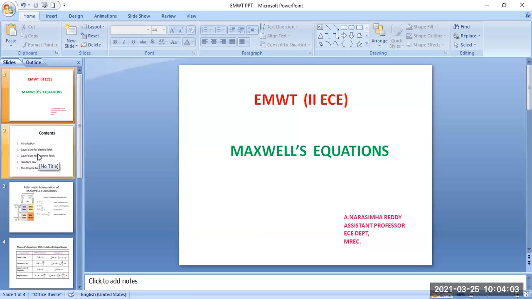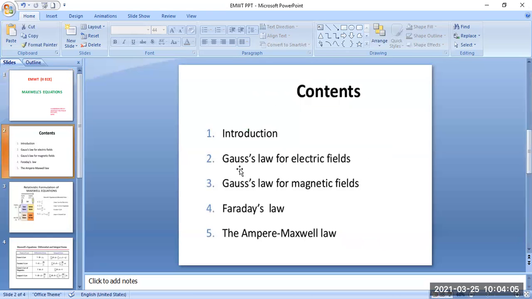First of all, we are going to discuss Maxwell's equations. Two Maxwell's equations are obtained from the Gauss law, that is, Gauss law for electric fields and Gauss law for magnetic fields. The remaining two Maxwell's equations are derived from Faraday's law and the Ampere-Maxwell law.